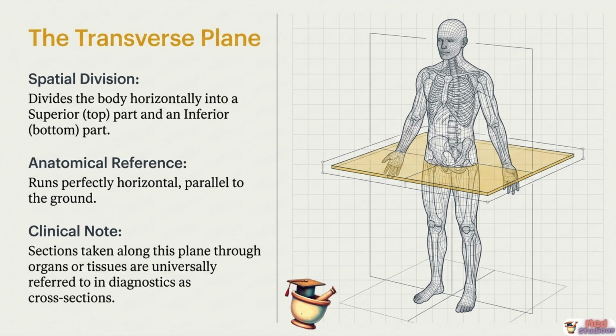Every axial CT scan slice, the most common type of CT image, is oriented along the transverse plane. When a radiologist describes a finding on axial imaging, they are viewing the body through transverse plane slices. Remember, transverse equals top-bottom division and produces cross-sectional images.